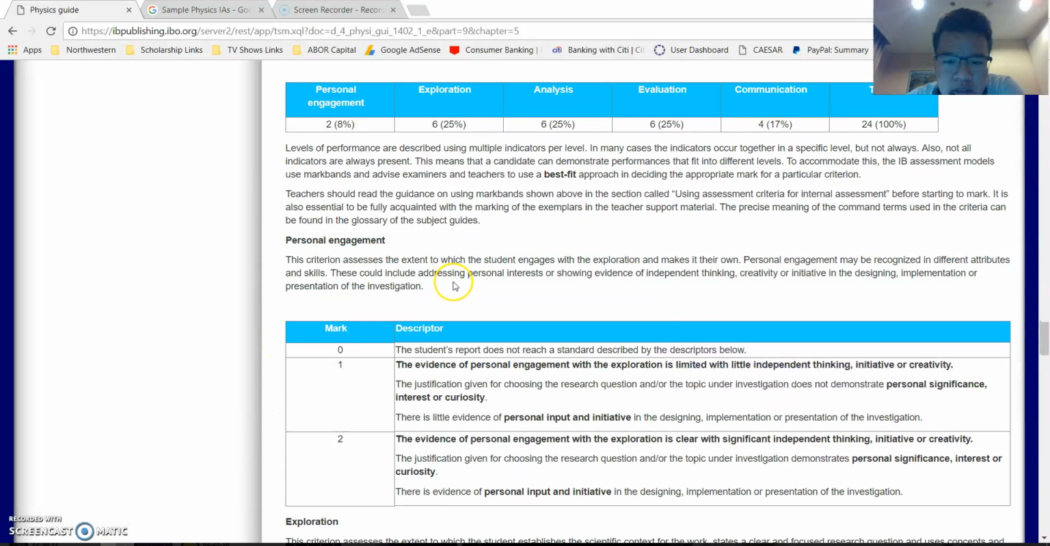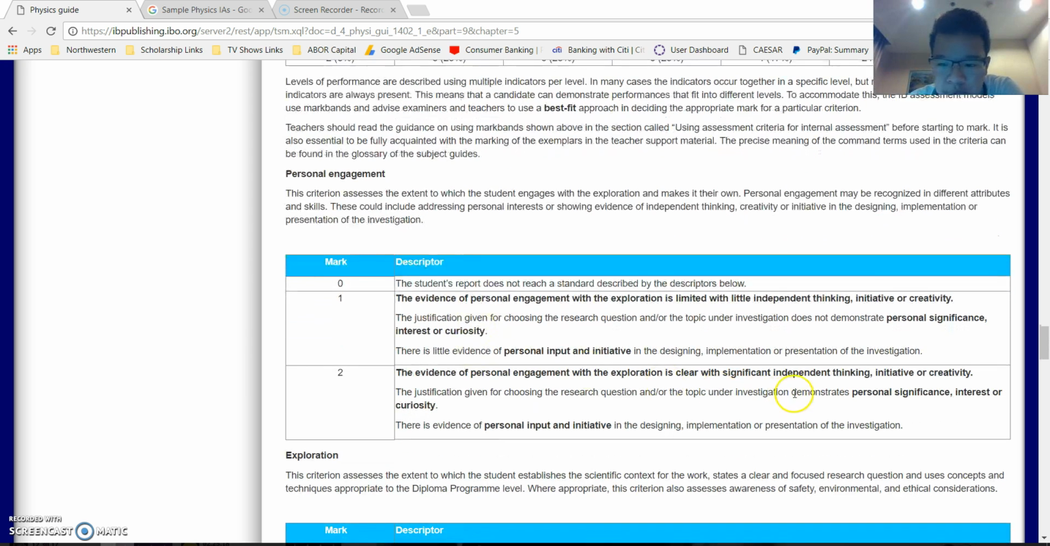It says, what does it say? It should show evidence of independent thinking, creativity, initiative in designing, implementation, or presentation. Justification for choosing the research question is given, which demonstrates, again, personal interest, personal significance, or curiosity. There's evidence of personal input and initiative. Like, everything has to be present, and you have to justify why.